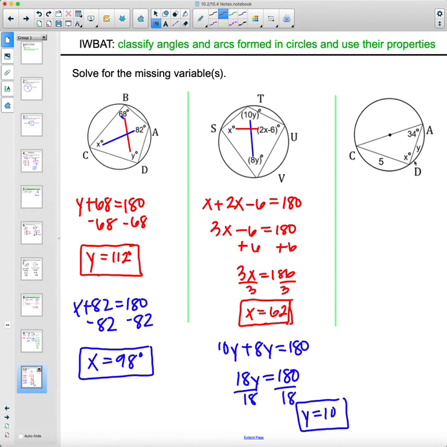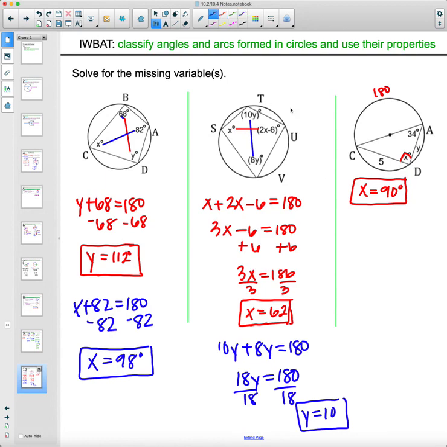Then in this one, it's a triangle. So remember that we have, this is a diameter. So this would be 180 degrees. So x would be 90. So x equals 90 degrees. Remember, if it's an inscribed triangle with the diameter, then you have a right triangle.